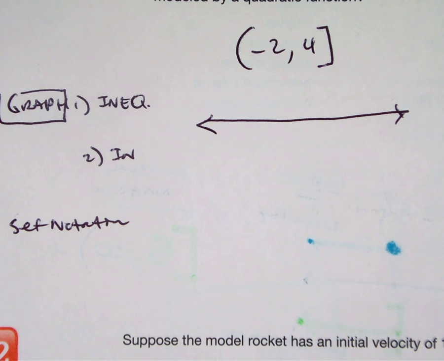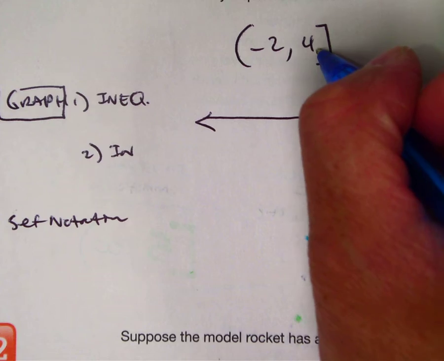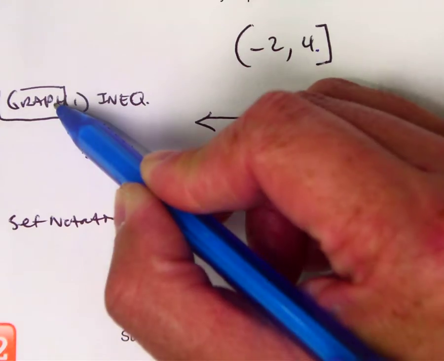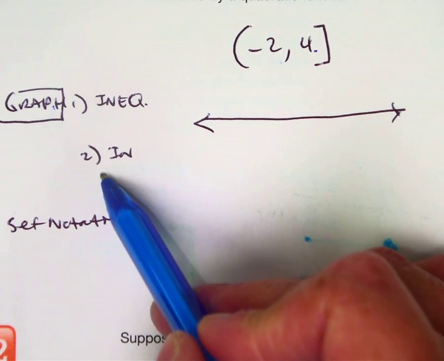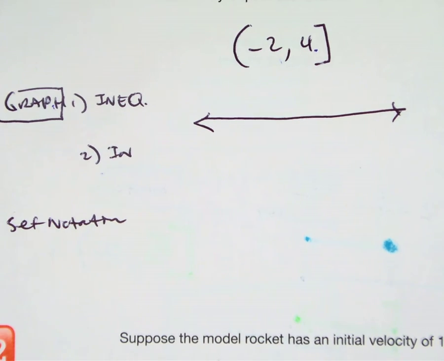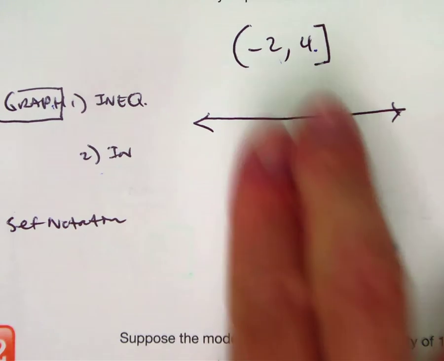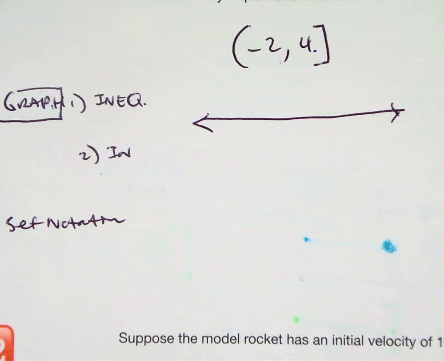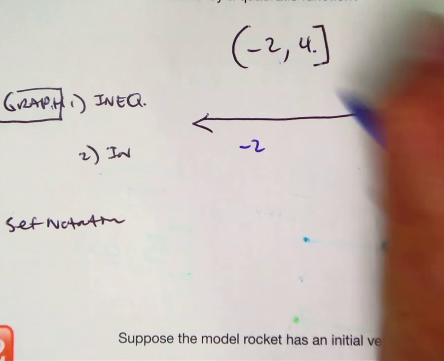All right, let's go over this example here. Let's say they give you this interval notation. Let's just say they want you to graph it. Okay, let's graph it first with an interval notation. Now there's only two numbers here, -2 and 4, so just write down those two numbers on your number line.